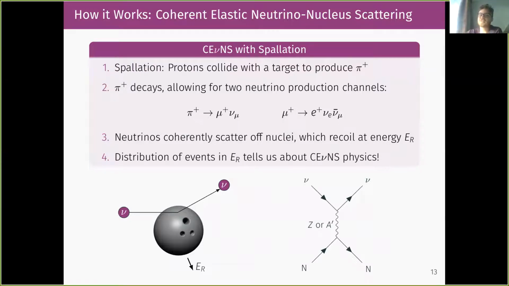So spallation experiments work by protons colliding with a target. That collision produces pions, which then decay into muon neutrinos and an anti-muon. The anti-muon can then decay to a positron, an electron neutrino, and an anti-muon neutrino. And these neutrinos then coherently, elastically scatter with nuclei through CEvNS physics. And the spectrum of that CEvNS physics, the distribution of events in the recoil energy of the nuclei, tells us about the CEvNS physics here.